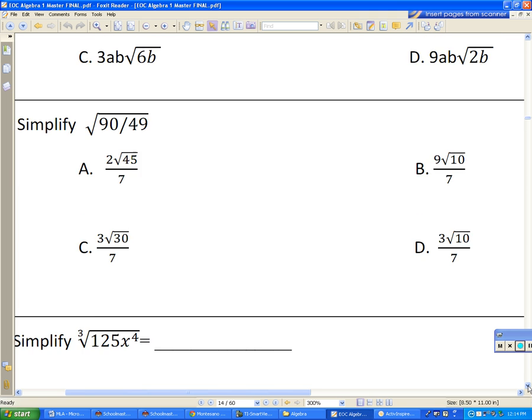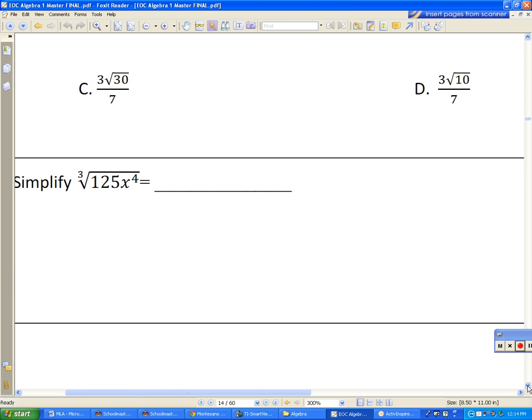So the next one, okay, now we are doing a cube root, okay? So what is the cube root of 125? What number times itself 3 times makes 125? And if you don't know the answer to this off the top of your head, don't feel bad, but make a guess. Yes, it's 5. 5 times 5 is 25, times 5 is 125. Okay?